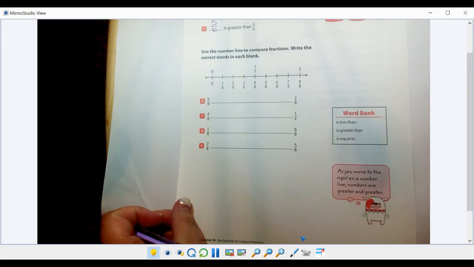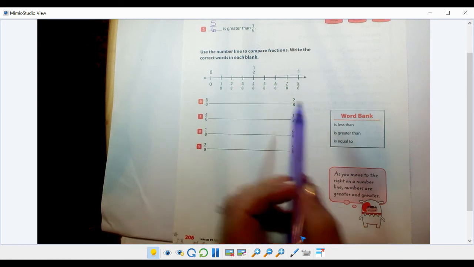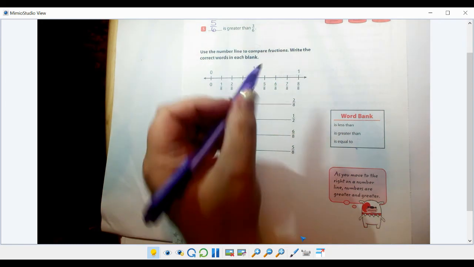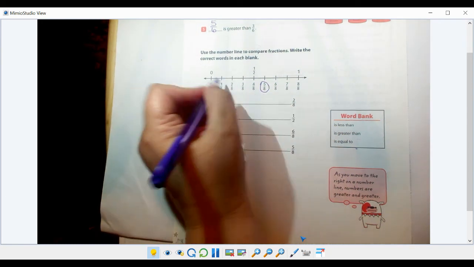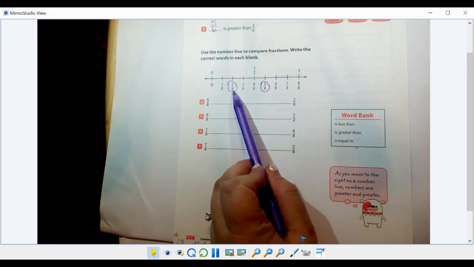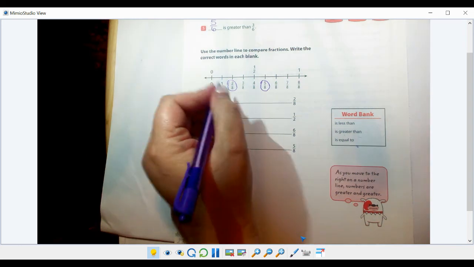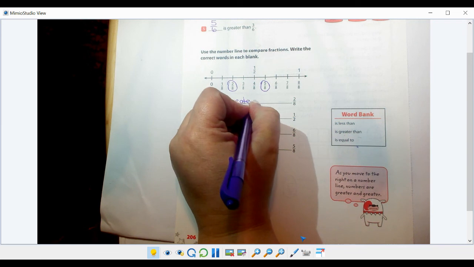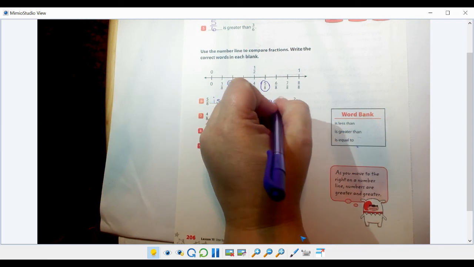All right, last section. Use the number line to compare fractions. Write the correct words in each blank. So 5/8 and 2/8, and here's my word bank, is less than, is greater than, is equal to. So first we're going to look at 5/8 and 2/8. So here's 5/8 and here's 2/8. Well, 5/8 is more than 2/8, and more means greater. So 5/8 is greater than 2/8.